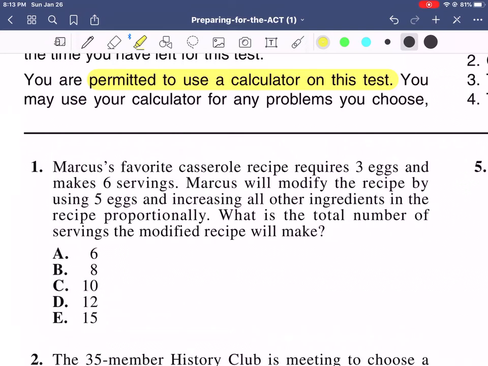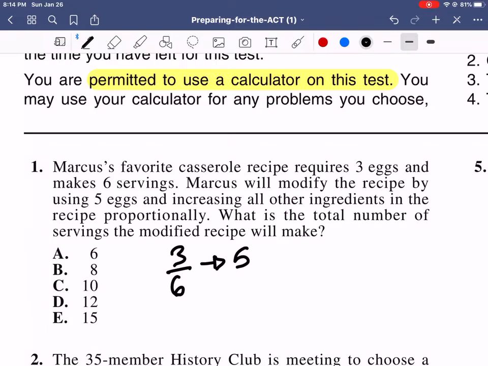Problem starts with Marcus's favorite casserole recipe requires 3 eggs and makes 6 servings. Marcus will modify the recipe by using 5 eggs and increasing all other ingredients in the recipe proportionally. What is the total number of servings the modified recipe will make? The keyword is proportionally, so you have 3 eggs and 6 servings. You want to know how many servings 5 eggs will make.